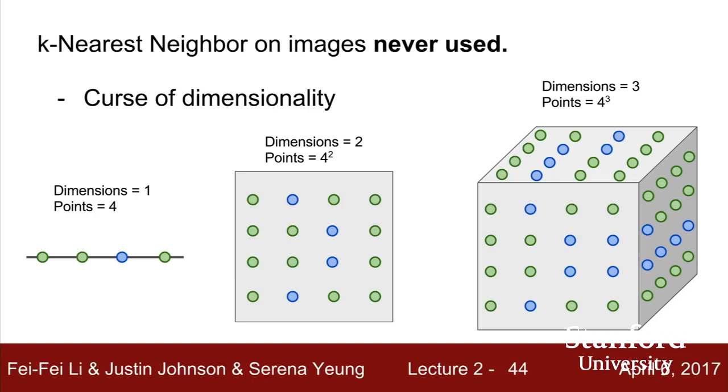So the problem is that densely covering the space means that we need a number of training examples which is exponential in the dimension of the problem. This is very bad. Exponential growth is always bad, and you're never going to get enough. Basically, you're never going to get enough images to densely cover this space of pixels in this high-dimensional space. So that's maybe another thing to keep in mind when you're thinking about using k-nearest neighbor.